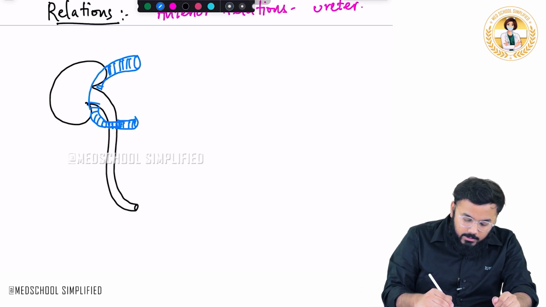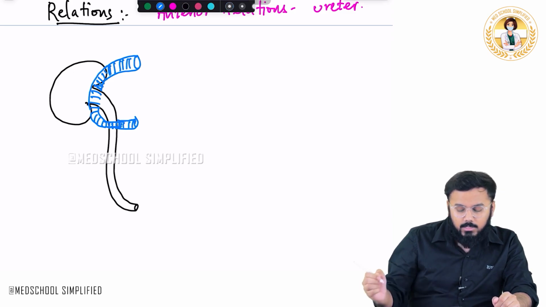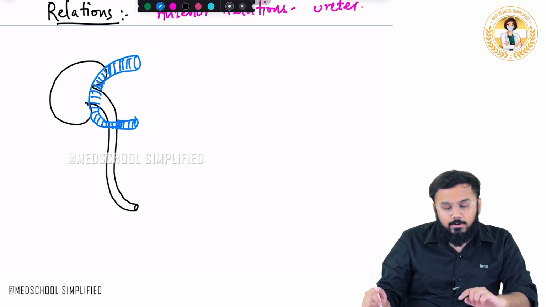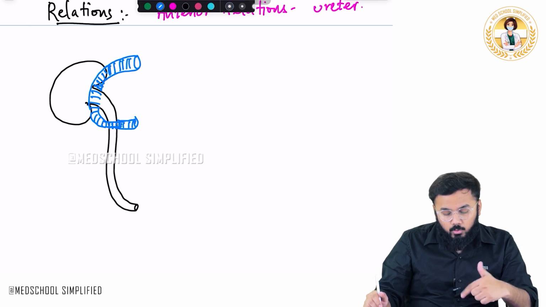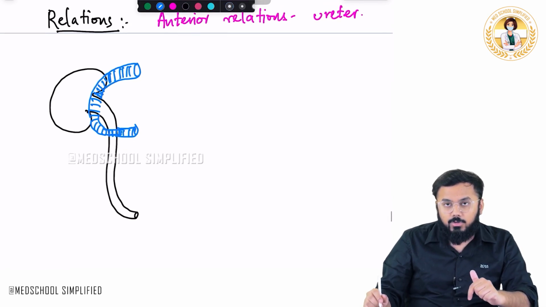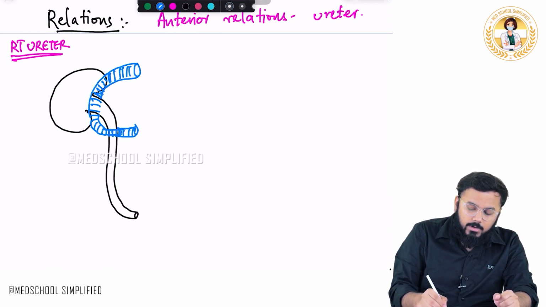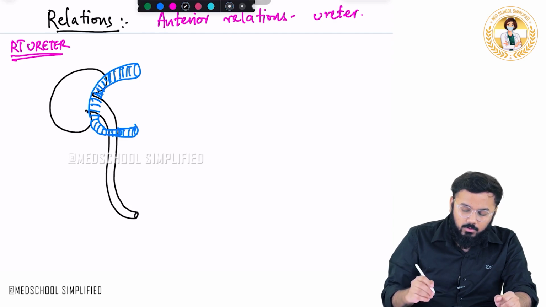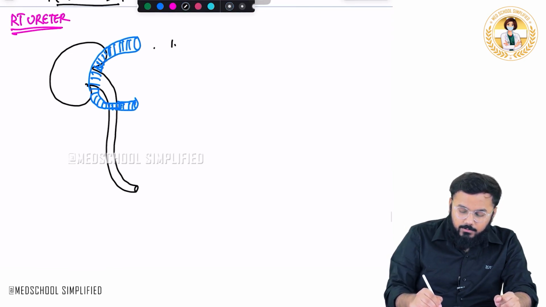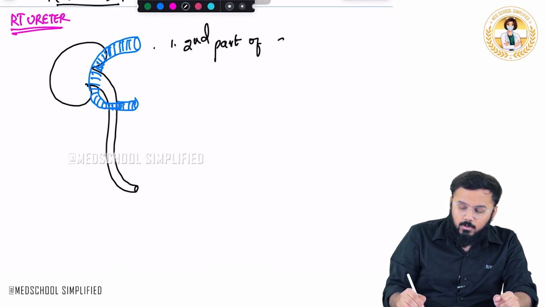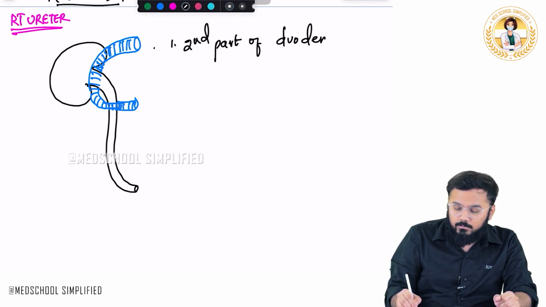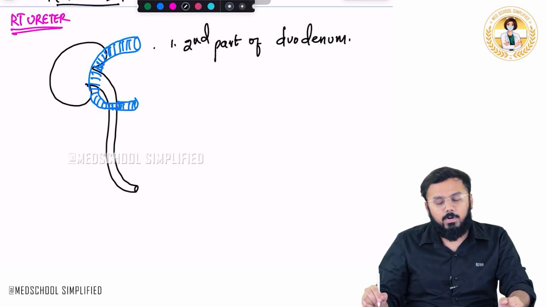Okay, let me draw it like this. So this is clear, I think. The second part of the duodenum is present anterior to your what? To your which ureter? Right ureter. So we are discussing the right ureter. Regarding this right ureter, what is the important thing you need to know? The first important thing is the second part of the duodenum.